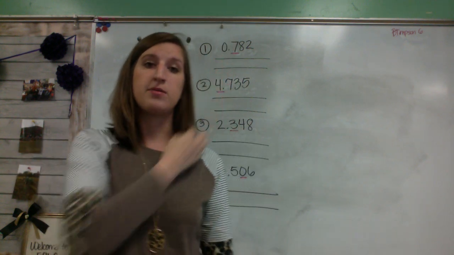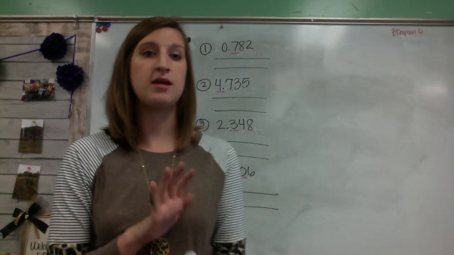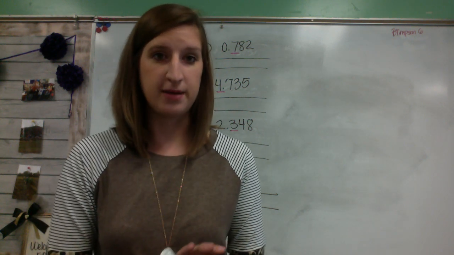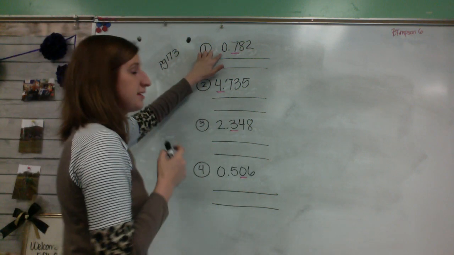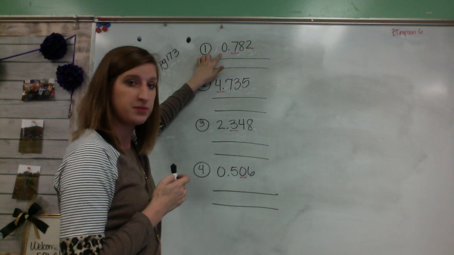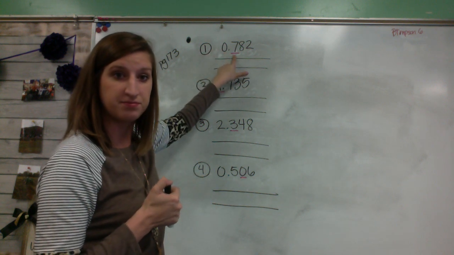Okay? So say that with me. 5 or more, raise the score. 4 or less, let it rest. So what does that mean? That means that if a digit, when I am rounding, let's use number 1 as an example, okay? I'm rounding the underlined digit.